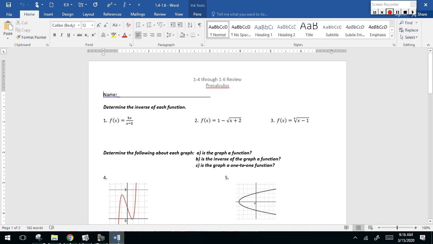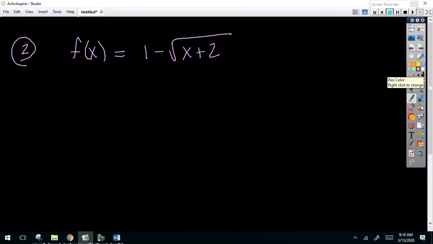All right, number 2. Number 2 is another inverse, and I have f of x equals 1 minus the square root of x plus 2. So same steps here, switch your x and your y and solve for y. So I don't have a y, but I do have an f of x, so that's the same thing. So I'll just switch these around. And now I'll get y by itself.